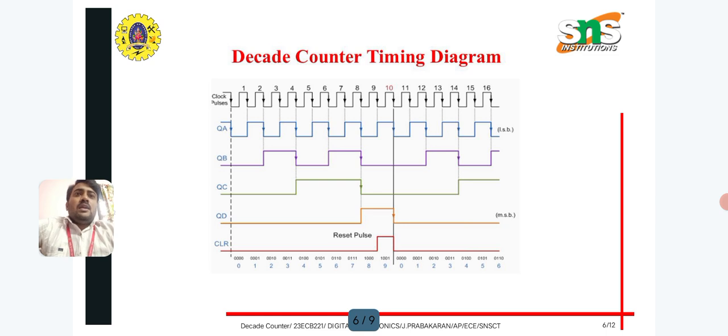Here the clock pulse has a series of alternating highs and lows. Q0 toggles at every clock pulse. Q1 toggles at every 2 clock pulses, and QC toggles every fourth clock pulse, Q3 every eighth clock pulse. You can see it here.